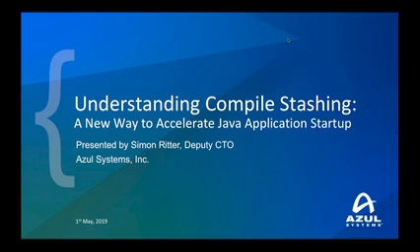As Stefan said, the idea of this is to talk about what we call compile stashing. This is a technology that we've developed at Azul, which is intended to help get your applications start up faster when they're running on top of the JVM. Now, in order to understand what we're actually doing and how we can make this work, it's useful to have a bit of background information.